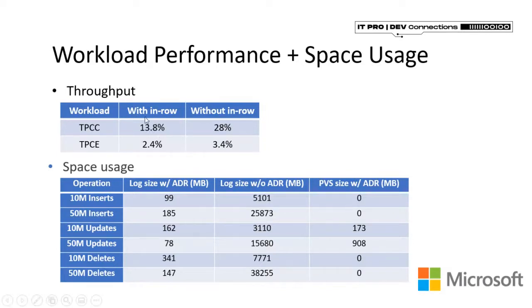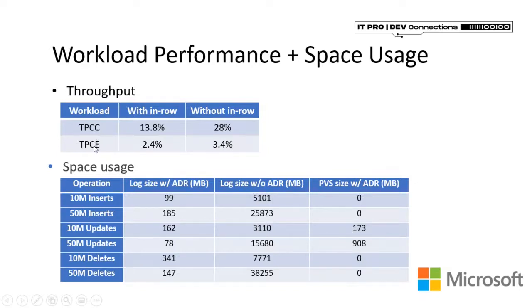So we can see here that with in-row versioning enabled, the optimization to perform in-row versioning, we have roughly 14% degradation in performance. So it's noticeable, but again, considering the benefits around recovery times and availability, we believe that's definitely acceptable. And again, this is really a worst case scenario. This is a very, very update intensive workload. Most customers' workloads will not be as update intensive.